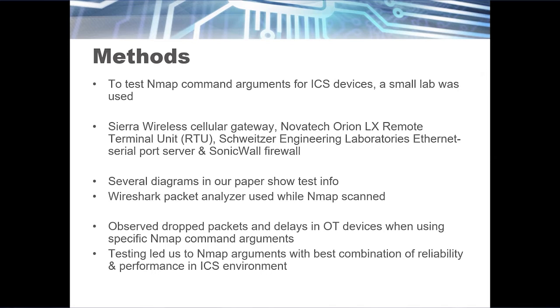So our methods here to identify the Nmap command arguments, we ended up setting up a small lab which consisted of a cellular gateway, remote terminal unit or RTU, an Ethernet serial port server, and a SonicWall firewall that we had. A very small network, but a good cross-section of at least the devices that I was using in the company I'm working at. There were several diagrams in our paper and our research that actually show the test information. I won't get into that here for the sake of time.